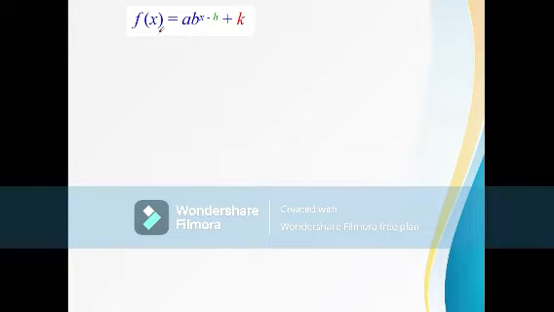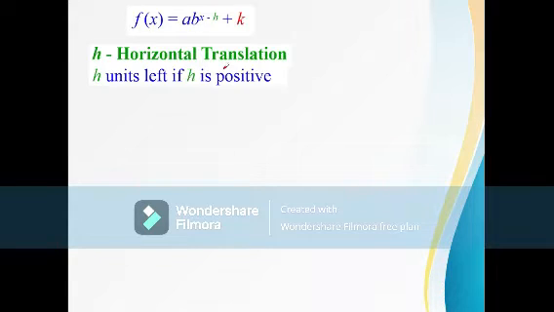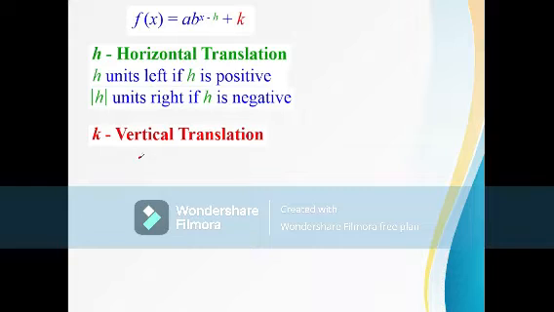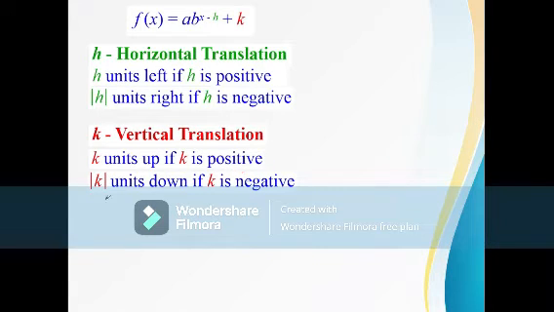So what if we do encounter an exponential function like this one? Always remember that h is our horizontal translation: h units left if h is positive, the absolute value of h units right if h is negative. Then k is the vertical translation: k units up if k is positive, and the absolute value of k units down if k is negative. And k is also the horizontal asymptote.